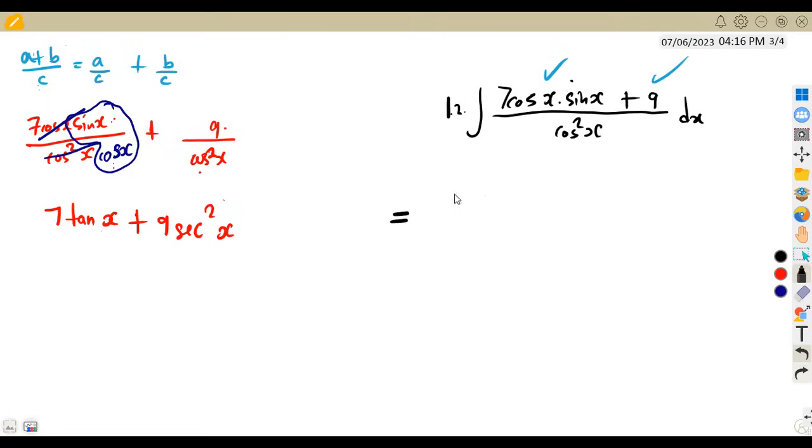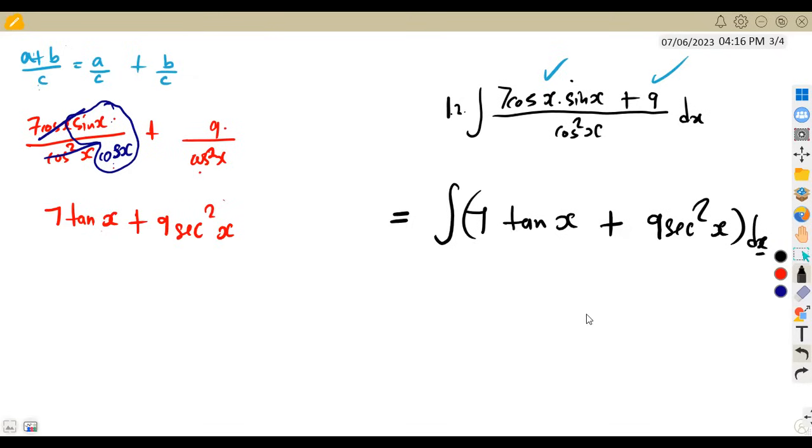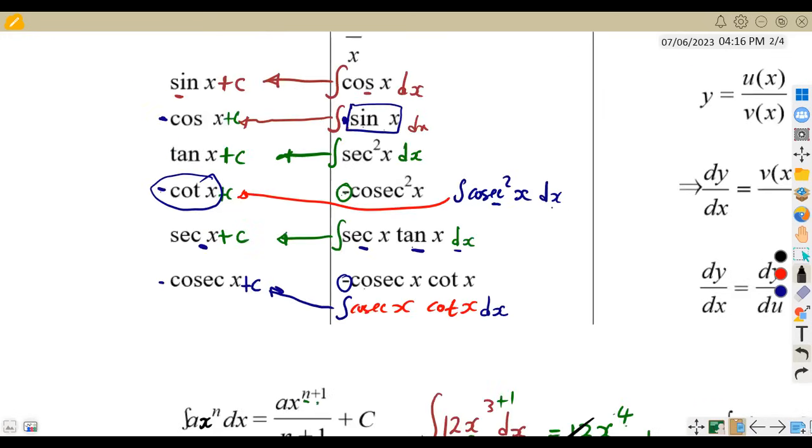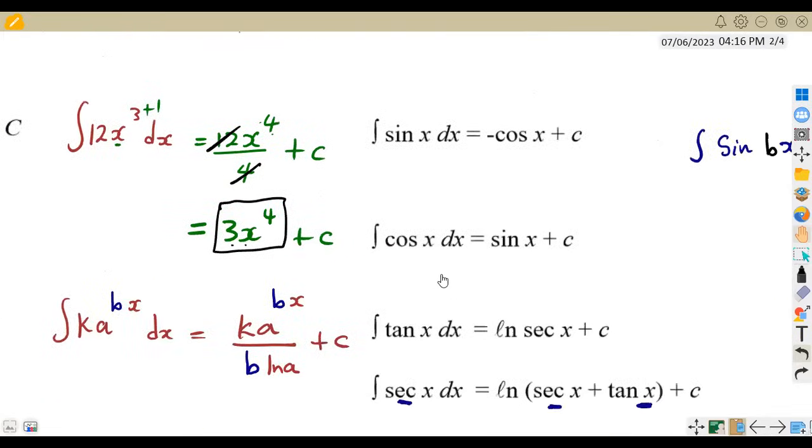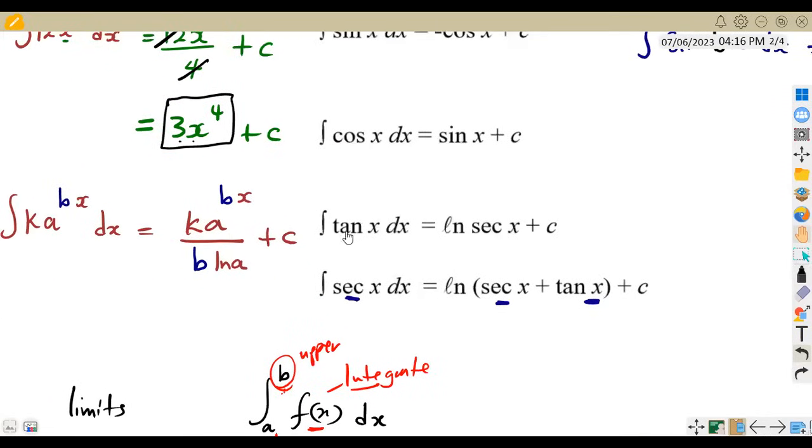We are going to have the integral of 7 tan x plus 9 sec squared x with respect to x. For 7 tan x, we have this integral in our formula sheet. Down here, we've got the integral of tan x, which is ln sec x. So this one is going to give us ln sec x.